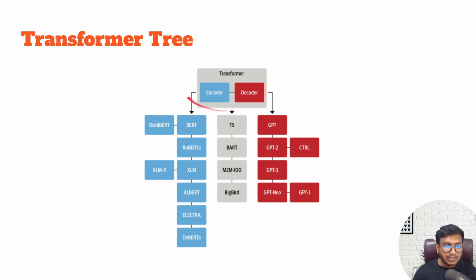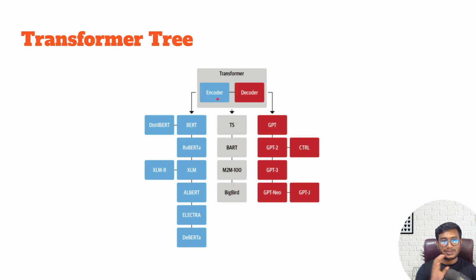Then the models using both layers, that means encoder and decoder both. So we have T5, BART. This is BART, B-A-R-T, not B-E-R-T. This is another model. Now M2M-100 and BigBird. So these are the models using encoder and decoder.